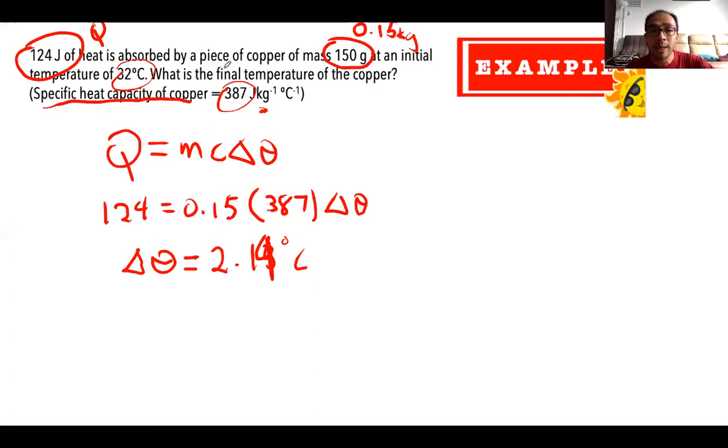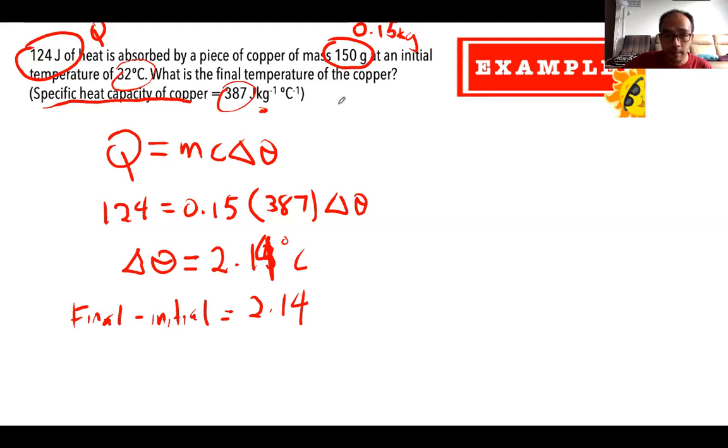But it asks, what is the final temperature of copper? Remember, the difference in temperature is final minus initial temperature. Okay, equals to 2.14.